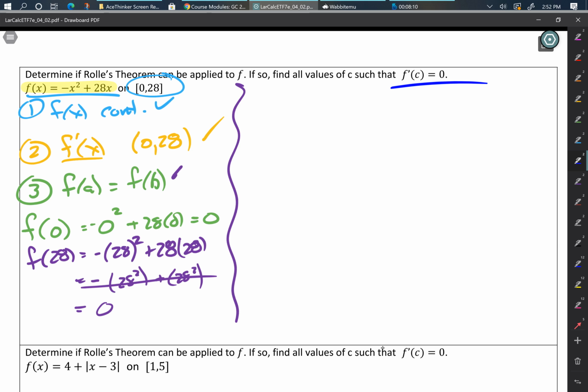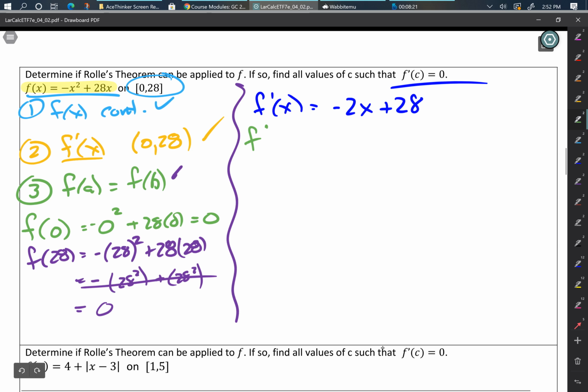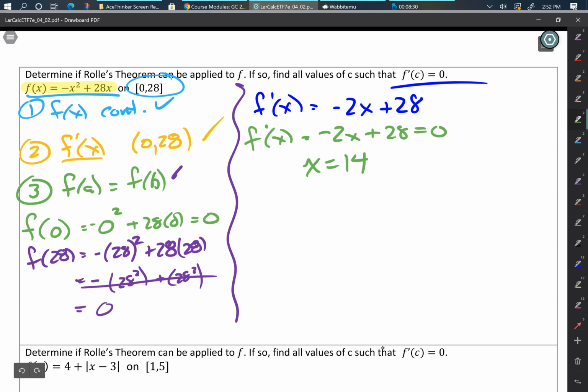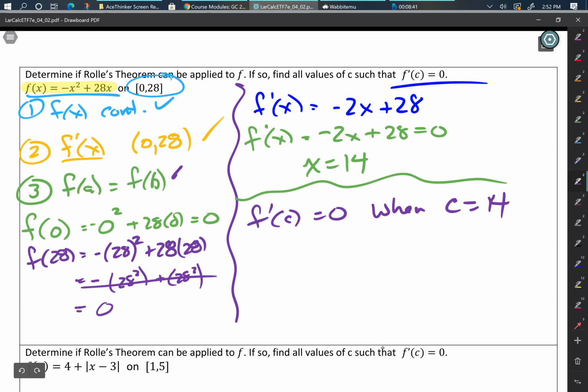Okay? All right, so first things first, I need my derivative. What is the derivative of negative x squared plus 28x? I believe that's going to be negative 2x plus 28. I will set that derivative, that negative 2x plus 28, equal to 0 and solve. When I solve, I get that x is equal to 14. So then I will say that f prime of c is equal to 0 when c equals 14.